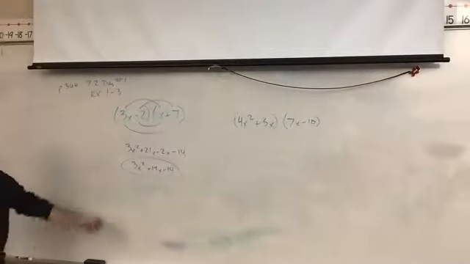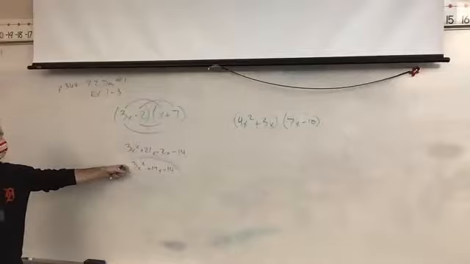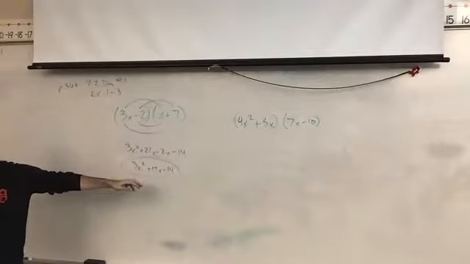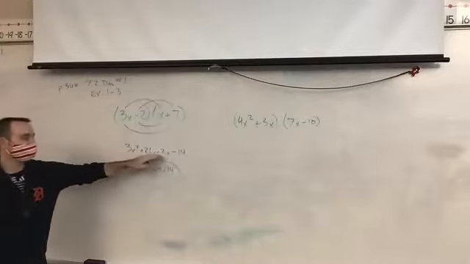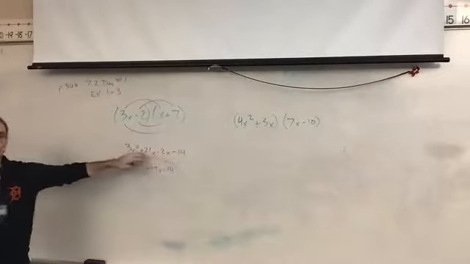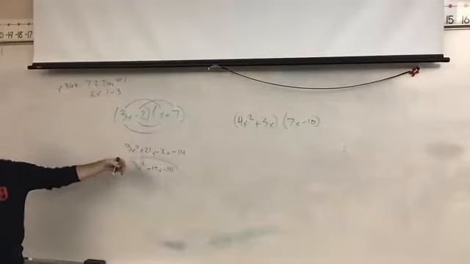Okay, here we go. Here's your first one. 3x squared plus 19x minus 14. Did we get that one? Yeah. All right. If you didn't, check out FOIL, see which one you got wrong, and then figure out why you got it wrong. Okay.